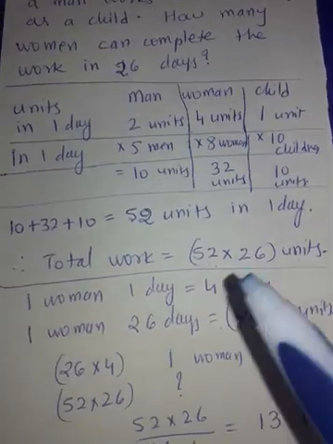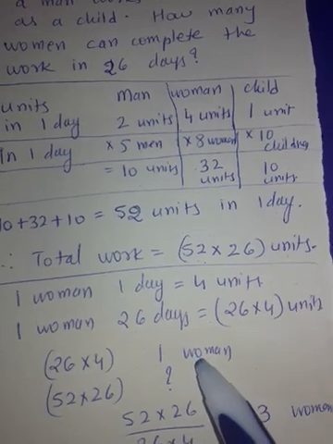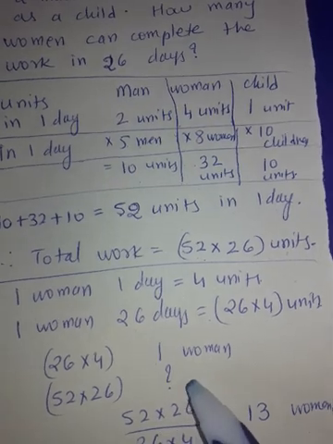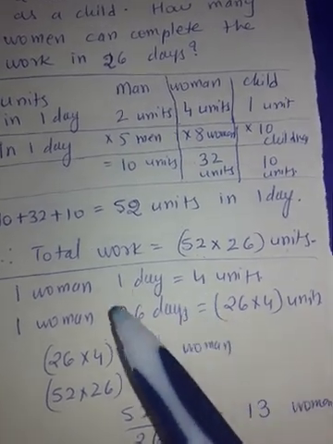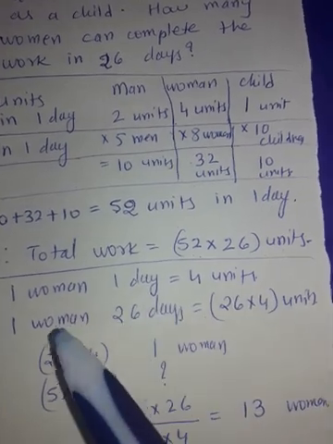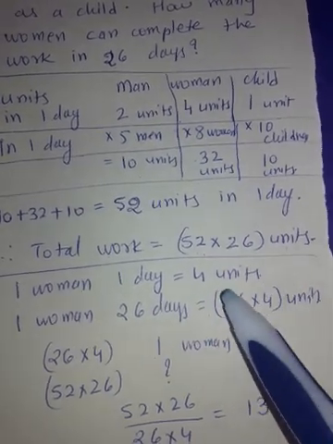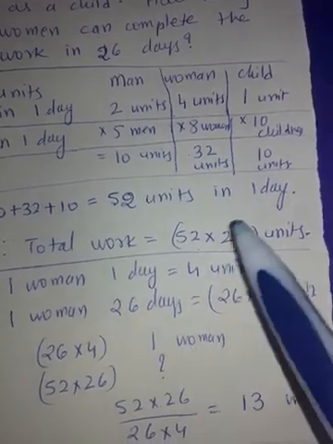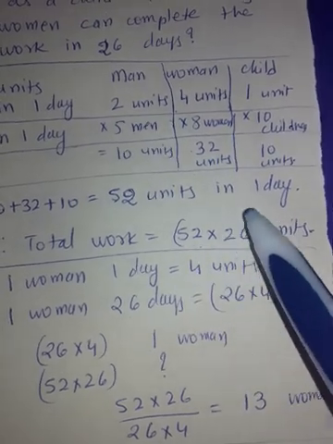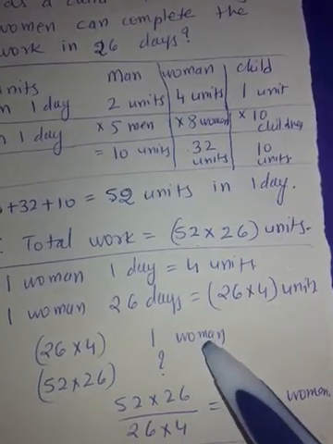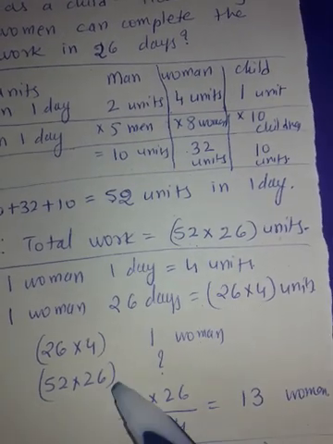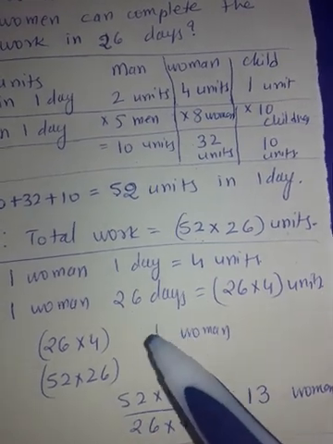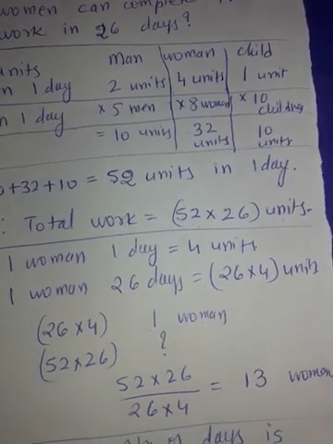So how can we find it now? 26 into 4 is finished by one woman in 26 days. 52 into 26 will be finished by how many women? 26 days is common. We have already found out that one woman in 26 days finishes this much work. So now we want the number of women that will work for 26 days and will finish this much work. So 26 into 4 is finished by one woman. 52 into 26 will be finished by how many women?